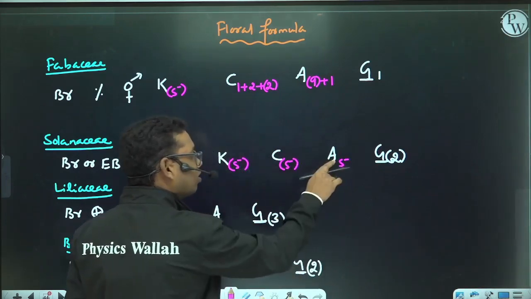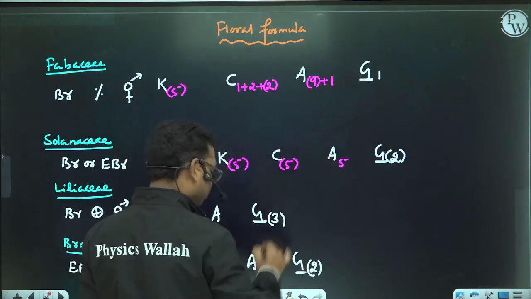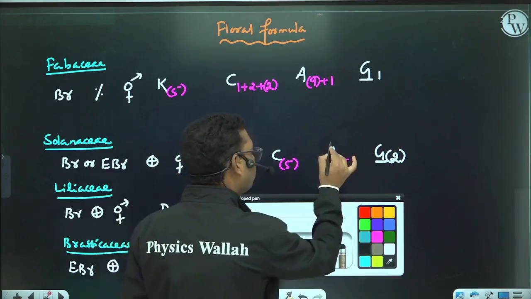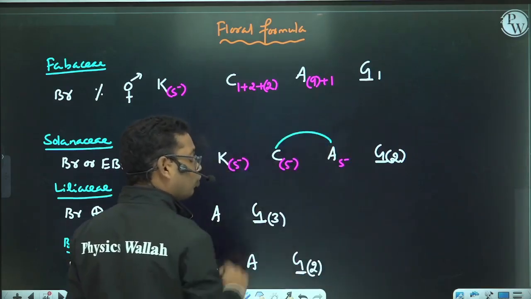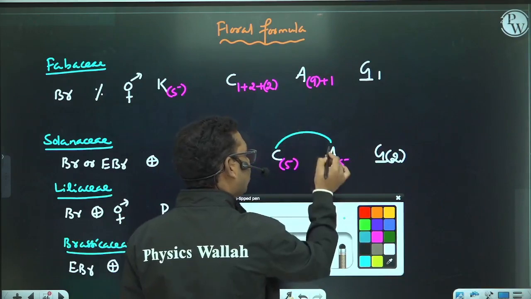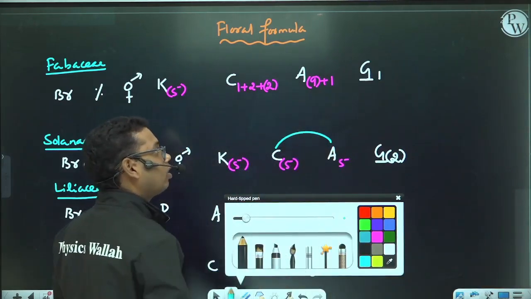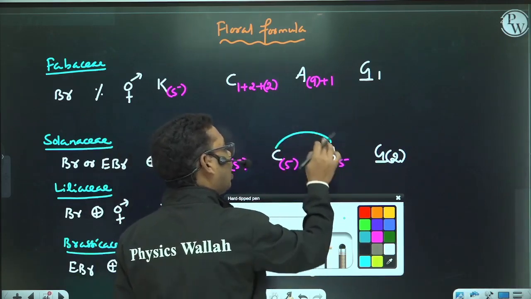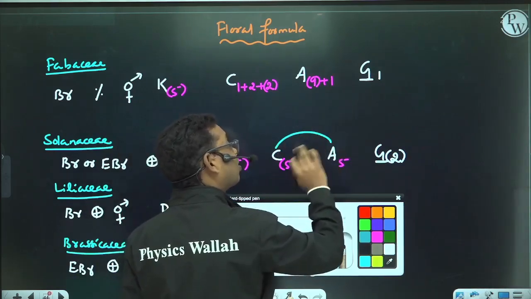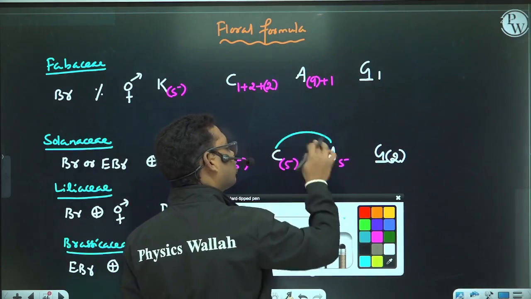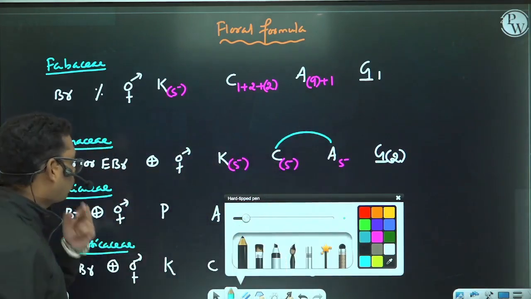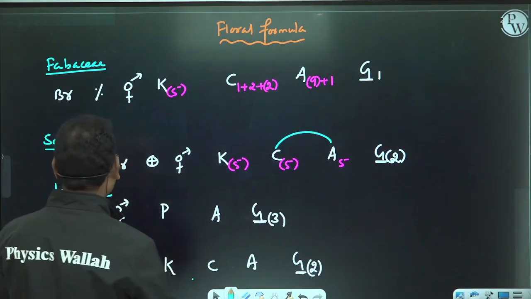Okay, and in this case the stamens get fused with the petals. They get fused with the petals, and this is called as epipetalous condition. Okay, this is diadelphous condition, this is epipetalous condition. So this is cohesion, this is adhesion. Okay, now what about the Liliaceae family?